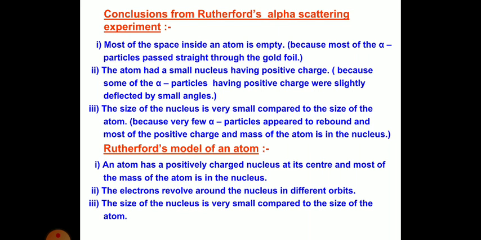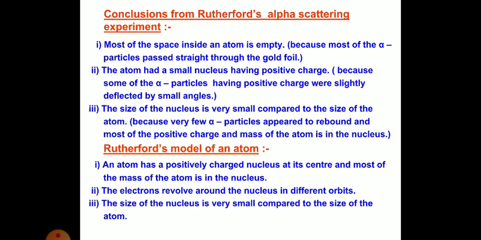And according to the third observation, the size of the nucleus is very small compared to the size of the atom. This is because very few alpha particles appeared to rebound, and most of the positive charge and mass of the atom is in the nucleus. So that's why they bounce back. So these are the conclusions from the Rutherford alpha scattering experiment.